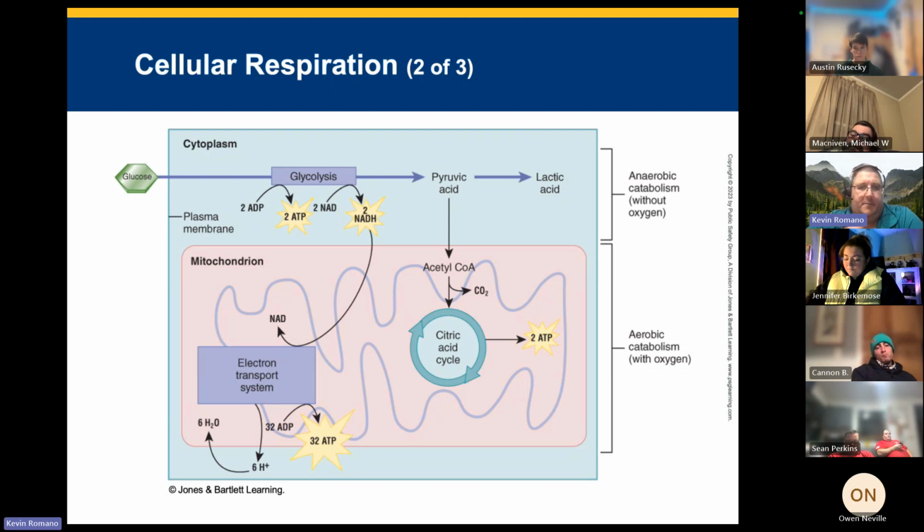So this figure here shows anaerobic metabolism versus aerobic metabolism. During the process of anaerobic metabolism, which occurs in the cytoplasm, the breakdown of glucose results in lactic acid. During aerobic metabolism, which occurs in the mitochondria, the breakdown of glucose results in carbon dioxide, water, and adenosine triphosphate. Well, 1 second.